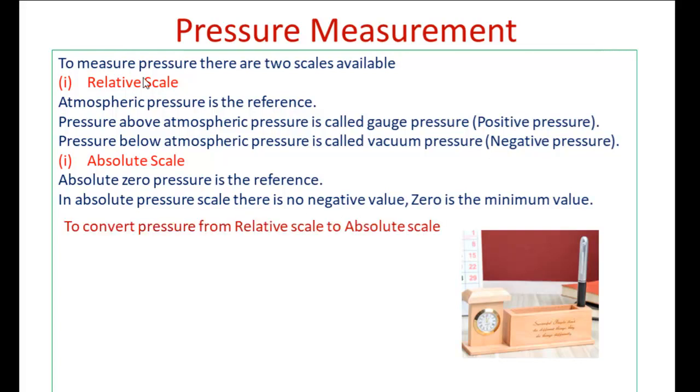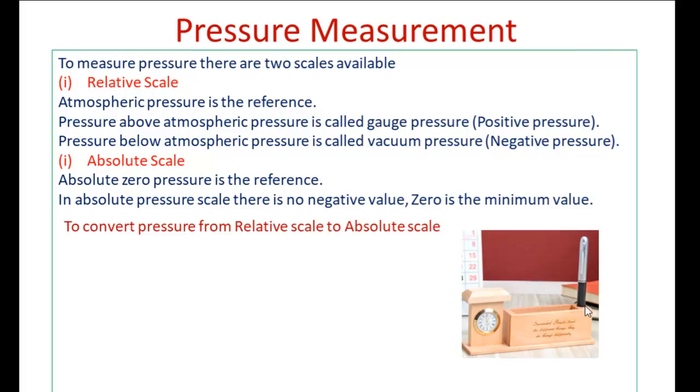To explain the difference between the relative scale and the absolute scale, consider a pen stand. Inside the pen stand there is a pen. Assume that the height of the pen stand is 5 centimeter, and now I am going to measure the height of the pen from the top of the pen stand. Let us say it is 8 centimeter. So the total height is 5 plus 8, which is 13 centimeter.